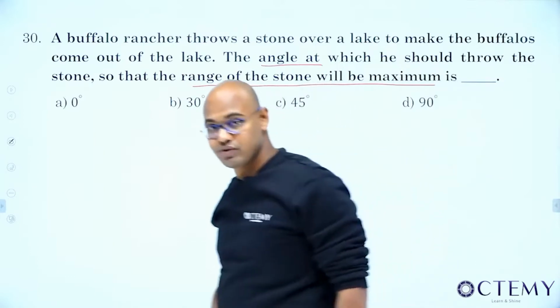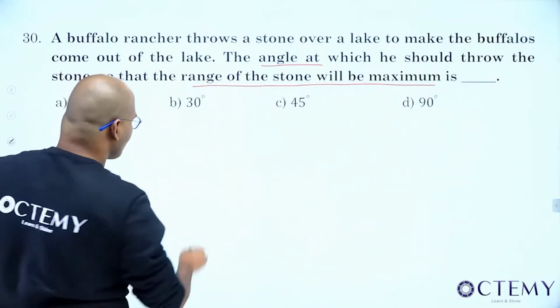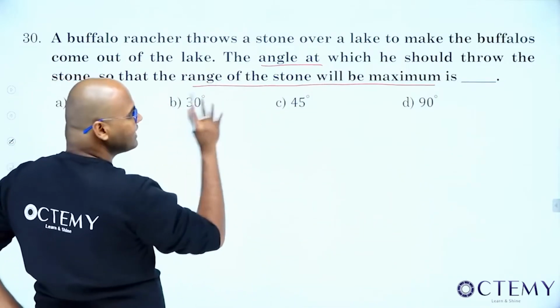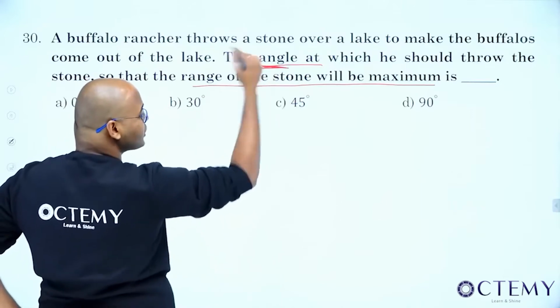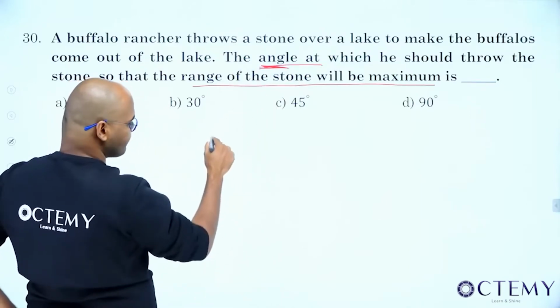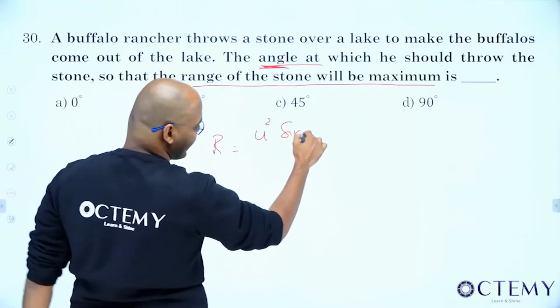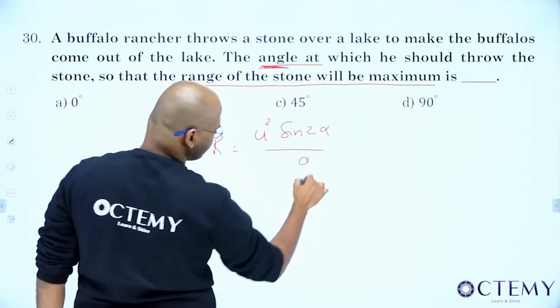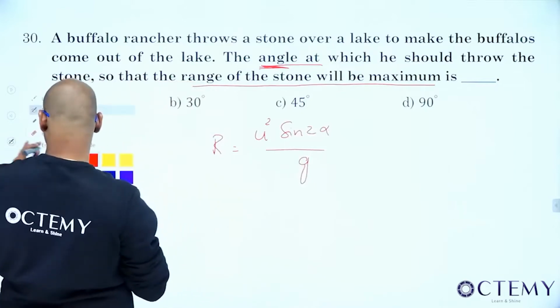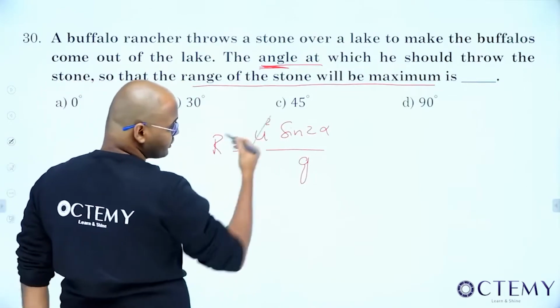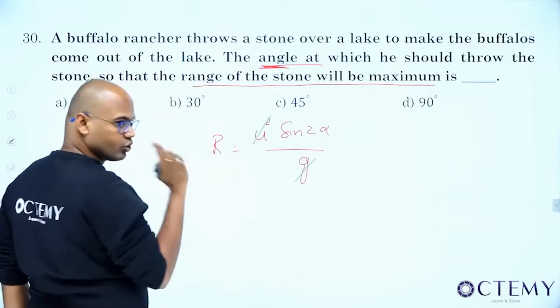What's the formula first? Velocity is the same, only he is asking, at a given velocity, what should be the angle so that it will be maximum. So what's the formula? Range R is equal to u squared sine 2 alpha by g. Please all of you see here. Velocity is constant, g is constant. Those are given by me.